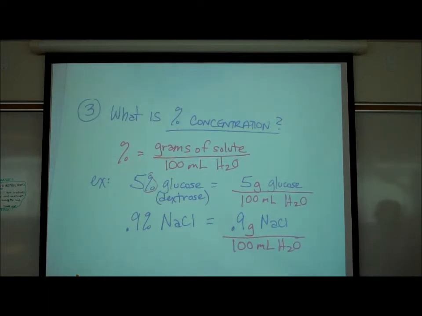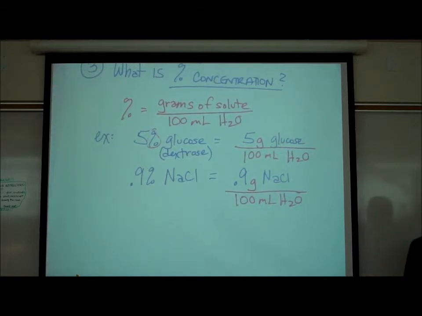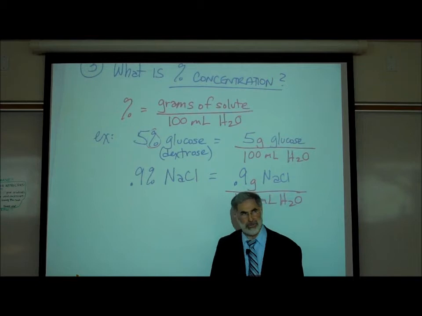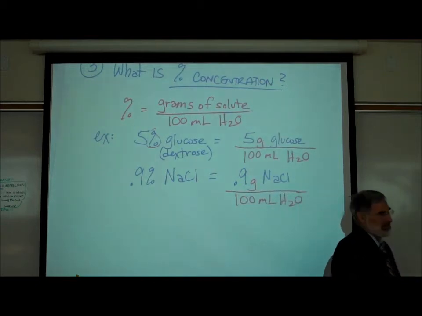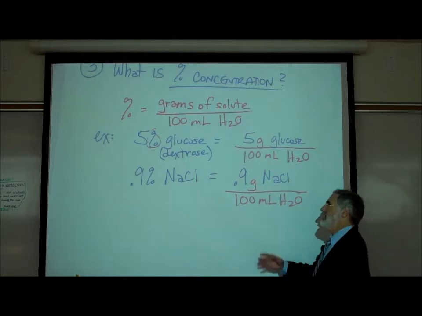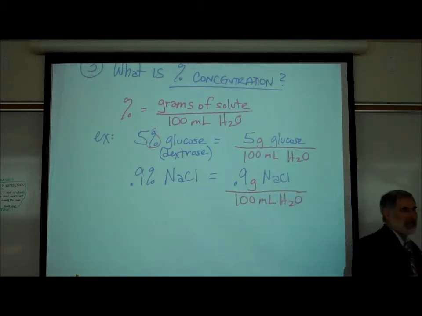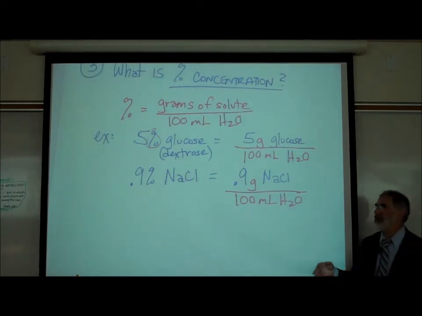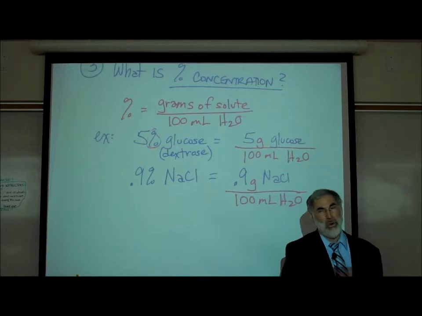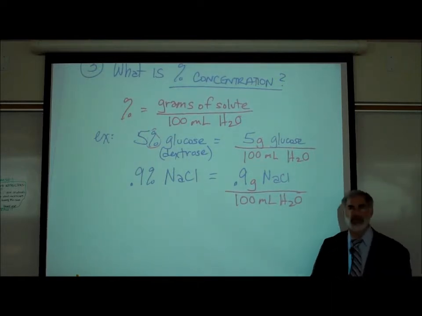So what's an example of this? I've given you two examples. We might run into something called a 5% glucose solution. Glucose is a sugar. Now I might just mention that another name for glucose is dextrose. Usually in biology classes we call it glucose. Interestingly, in hospitals they refer to it as dextrose. There's a reason why. Technically it's the D-isomer form of glucose, the dextro form.